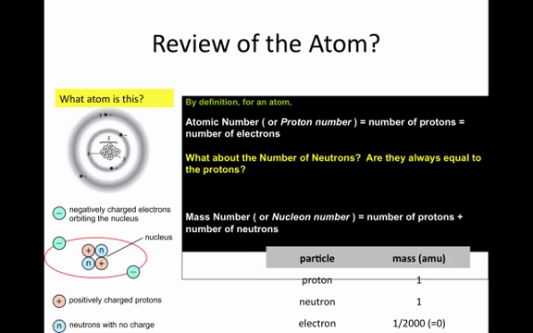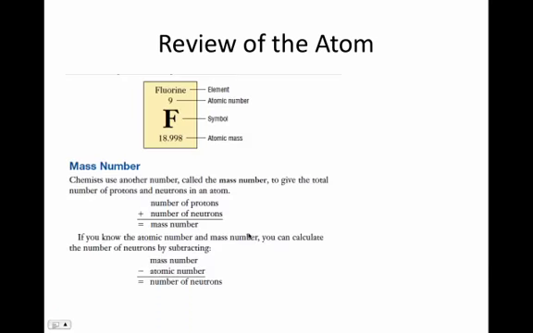We take the mass number, which is we average it, and that's equal to the number of protons plus the number of neutrons. So you subtract the number of protons from the mass number to get the number of neutrons.